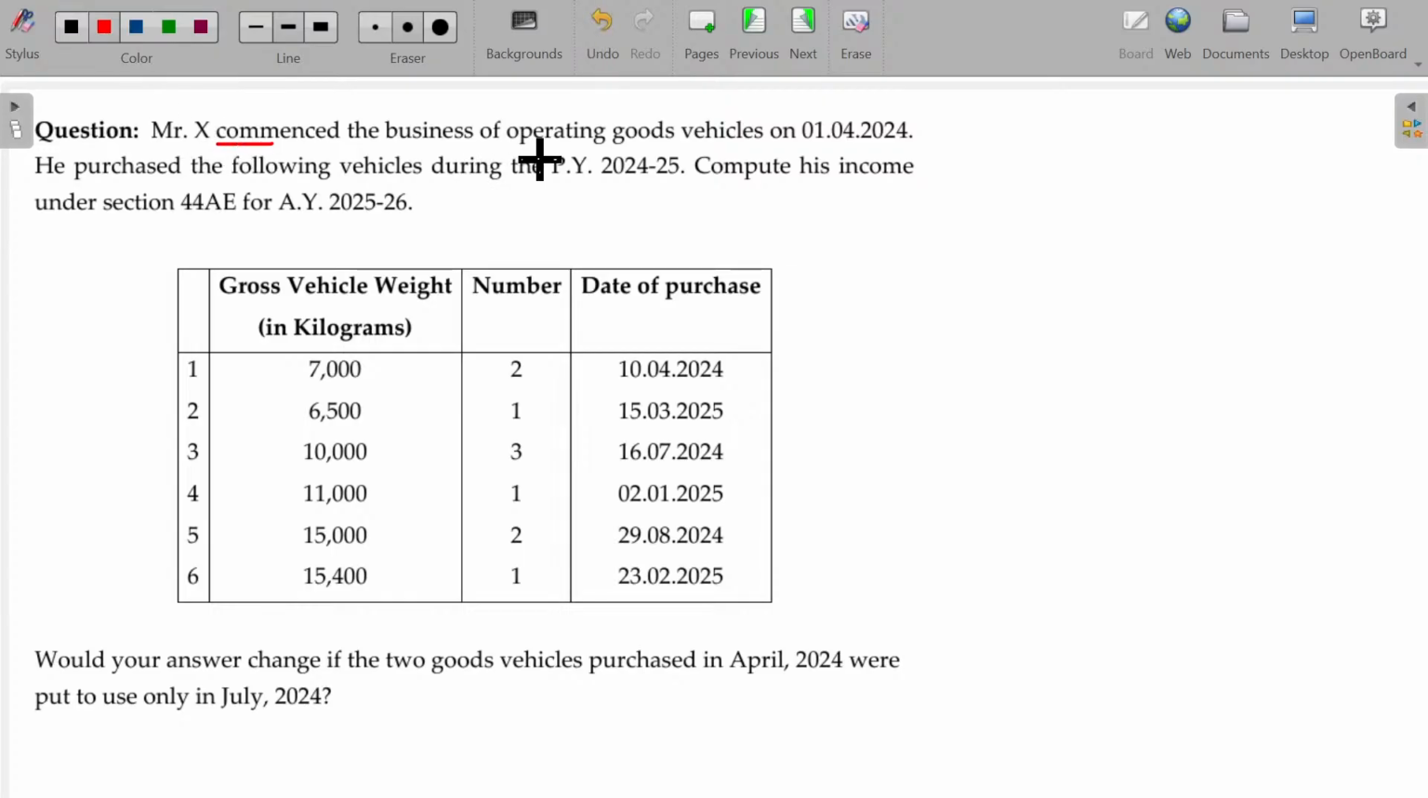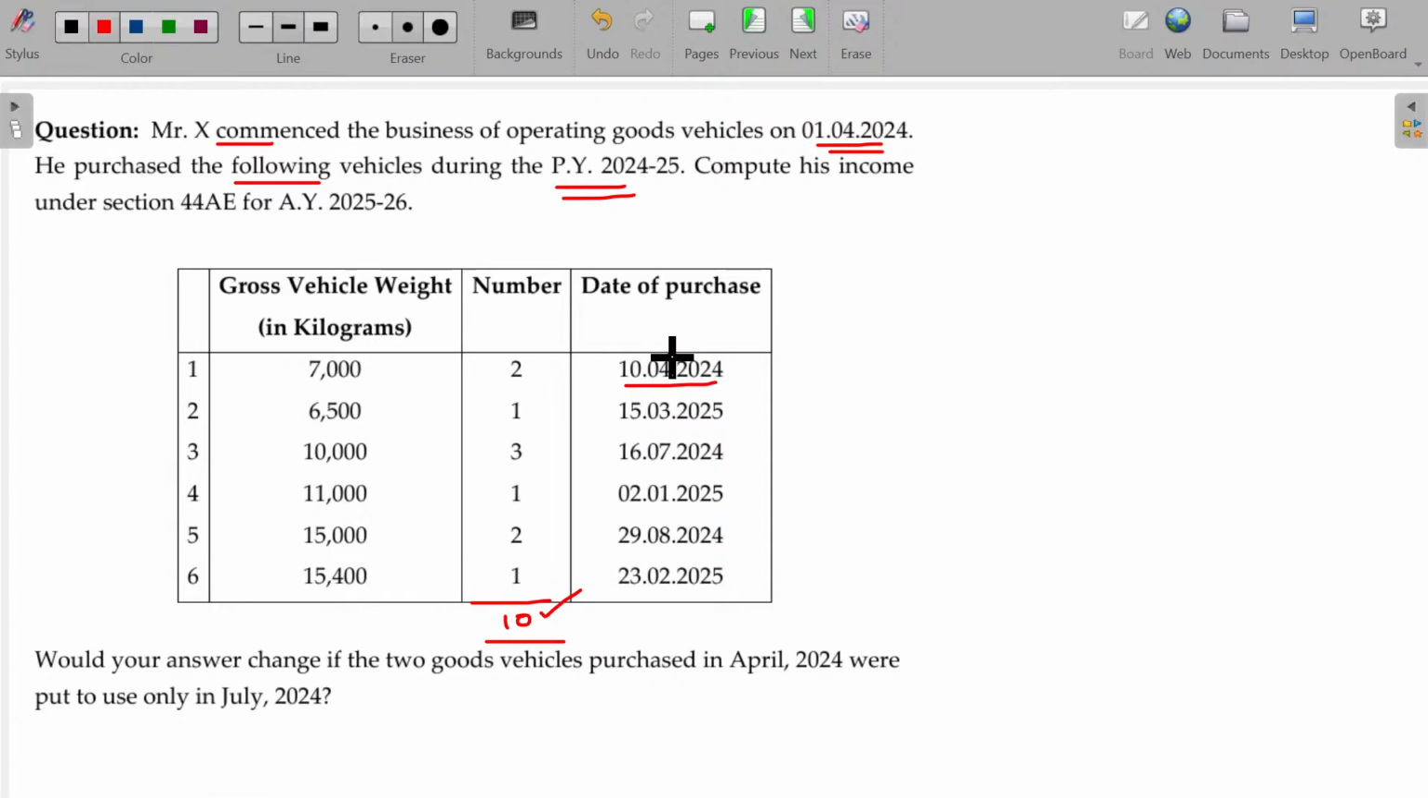Mr. X commenced the business of operating goods vehicles on 1/4/24. He purchased the following vehicles during the previous year 24/25. Complete the month. This one was purchased in which month? 10/4/24. How many vehicles does he have in the year? Come on, add them up. 6, 7, 8, 9, 10. Maximum 10, so he is eligible for section 44AE.